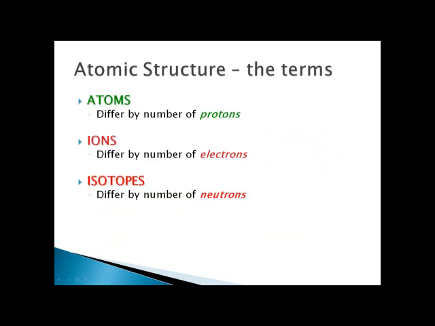So we need to keep some terms straight. Atoms differ by number of protons, ions differ by number of electrons, and isotopes differ by number of neutrons.